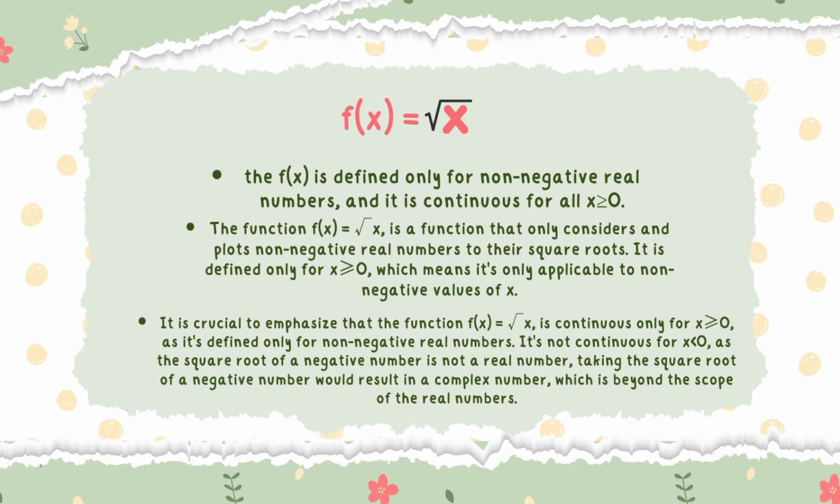It's crucial to emphasize that the function f of x equals square root of x is continuous only for x greater than or equal to 0, as it's defined only for non-negative real numbers. It's not continuous for x less than 0, as the root of a negative number is not a real number. Taking the square root of a negative number will result in a complex number, which is beyond the scope of our real numbers.